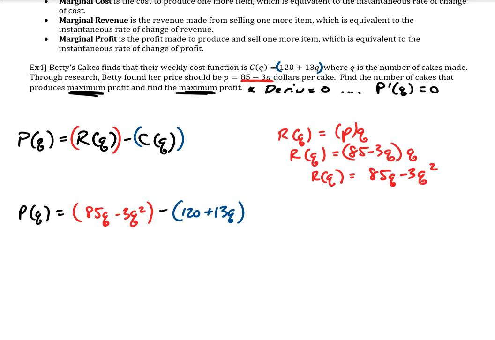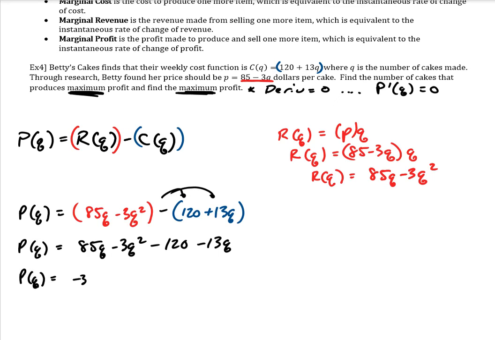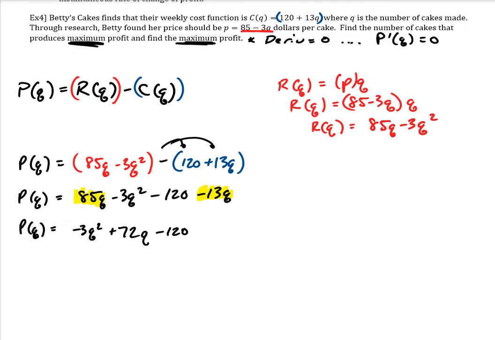Now let's start to simplify our profit function. I'd want to distribute. So our profit function is equal to 85Q minus 3Q squared minus 120 minus 13Q. Then let's rearrange it and combine our like terms. Let's put the negative 3Q squared first. And then we have 85Q minus 13Q, so that's 72, so plus 72Q, and then minus 120. Okay, so there's our profit function.